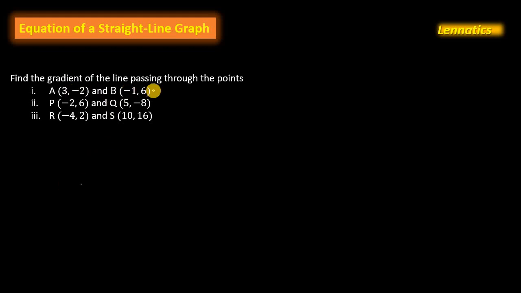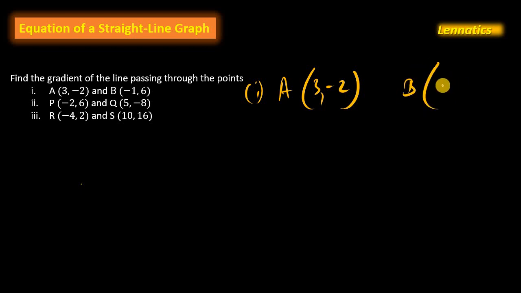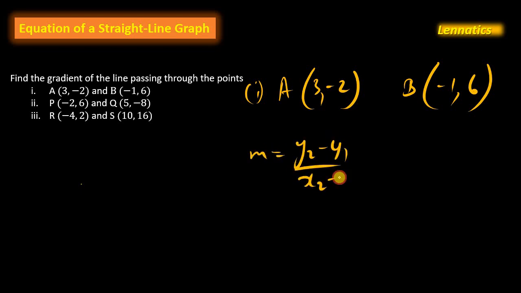Okay, so we have a straight line that is passing through 2 points. Let's go to the first one. We have A being 3, negative 2. We have B being negative 1, 6. All right, so find the gradient by y2 minus y1 over x2 minus x1.